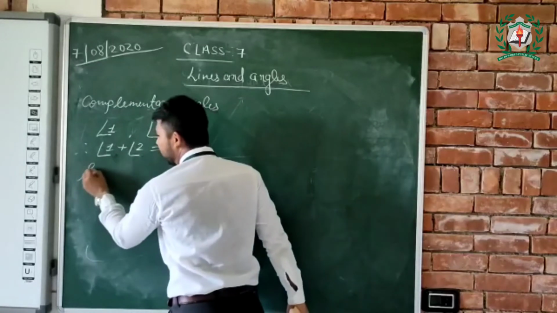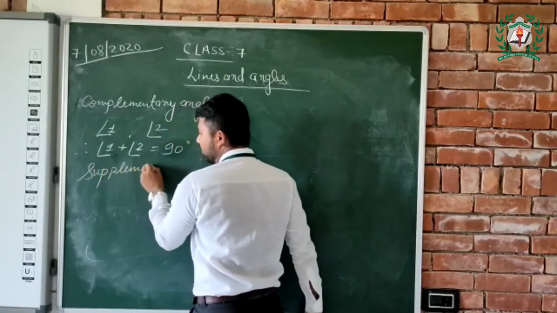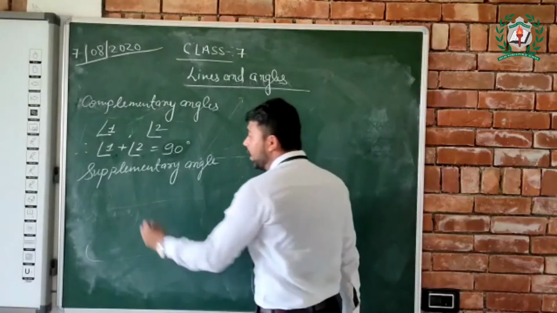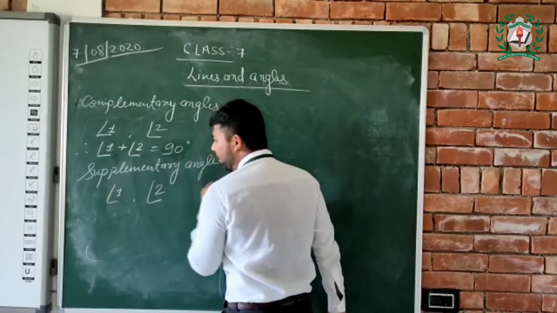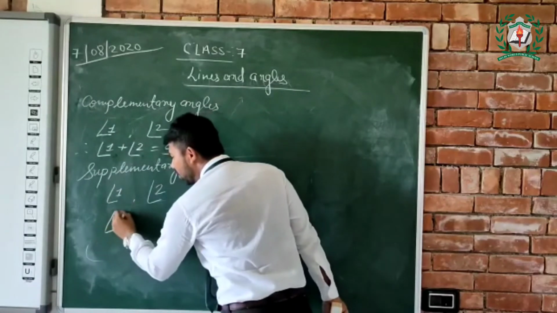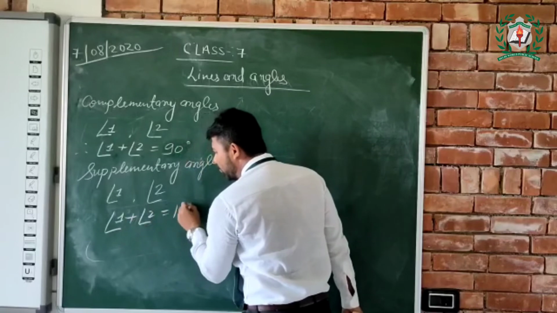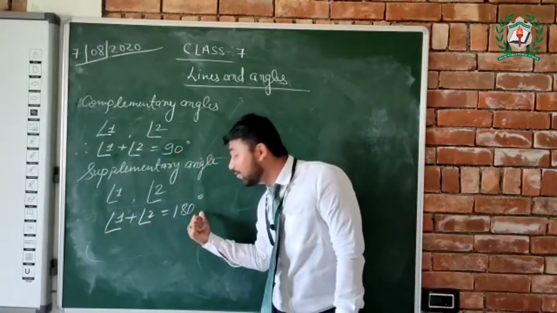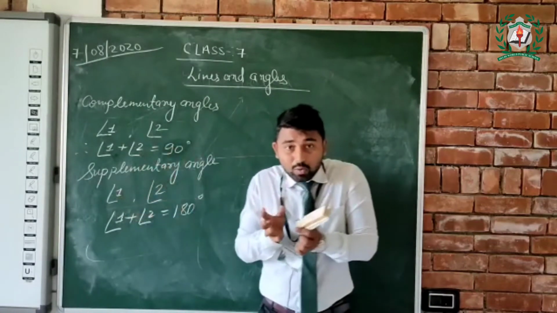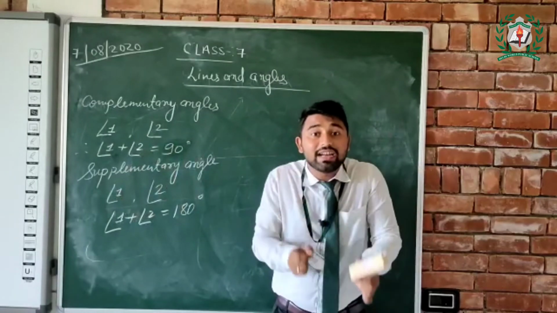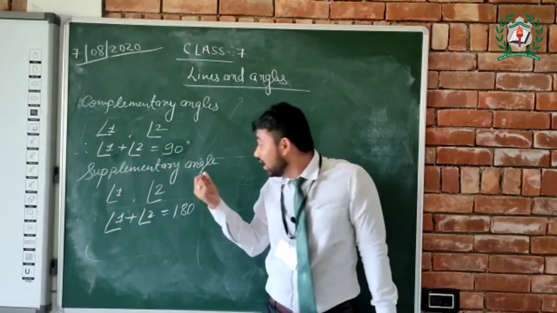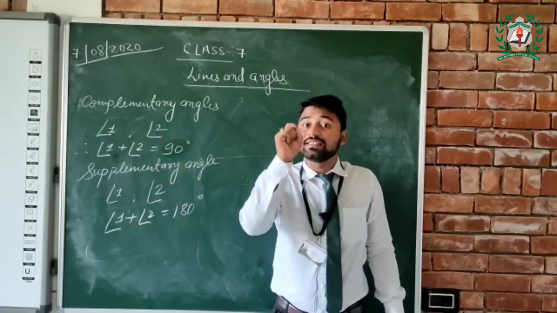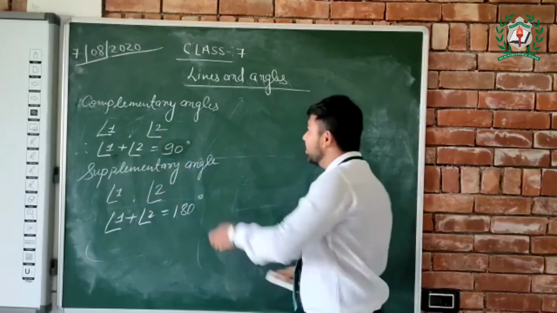Now come to the supplementary angle. If you say angle 1 is the supplementary angle of angle 2, it means the addition of angle 1 and angle 2 is equal to 180 degrees. Just remember, complementary means 90, supplementary means 180. If two angles are complementary to each other, their sum is 90 degrees.